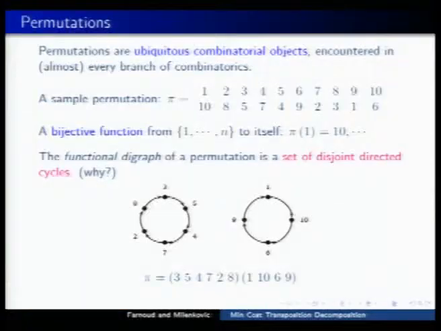You can consider the permutation as a table in two lines. The first line is the numbers from 1 to n, and the second line is a rearrangement of those numbers. You can consider this as a bijective function where the image of every element is written below it. For example, if you call it pi, pi of 1 is 10, pi of 2 is 8, and so on. So this is a bijective function from a set to itself.